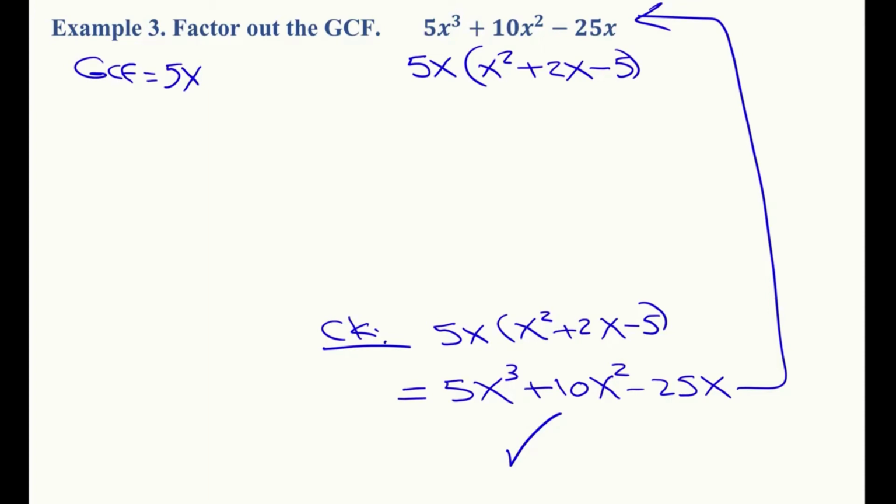Now, if it's hard for you to see where these come from, then divide. Write the GCF, then to find out what each of these terms is going to be, divide that term by the GCF. So the next one will be 10x squared divided by the GCF. Oops, by the GCF. Let's not make a mistake there. The GCF is 5x.